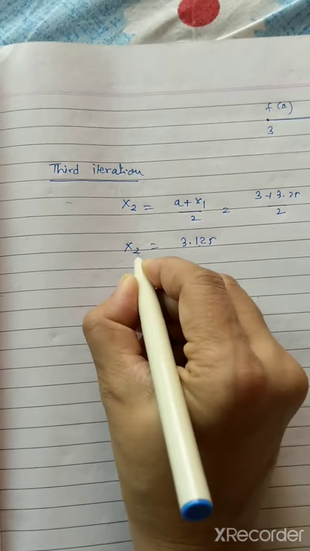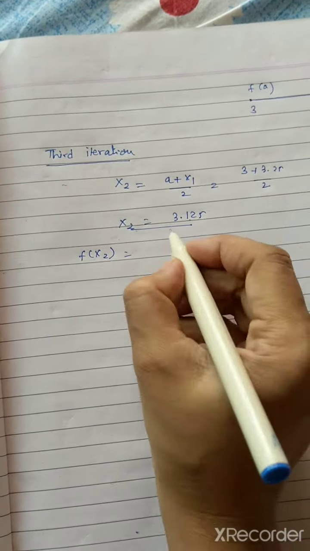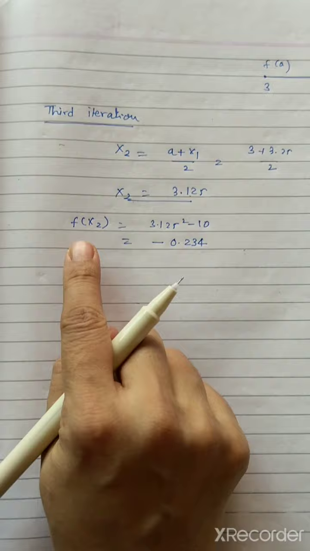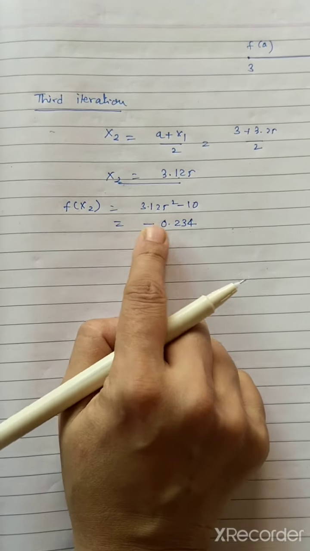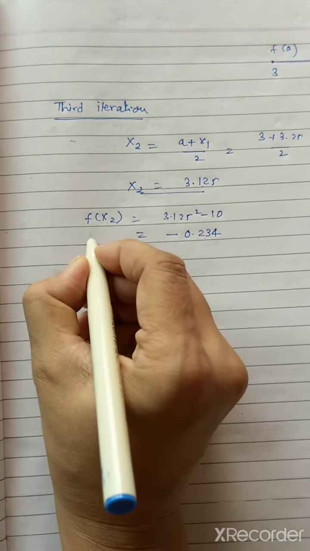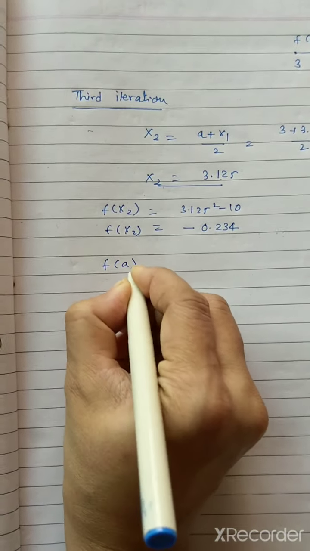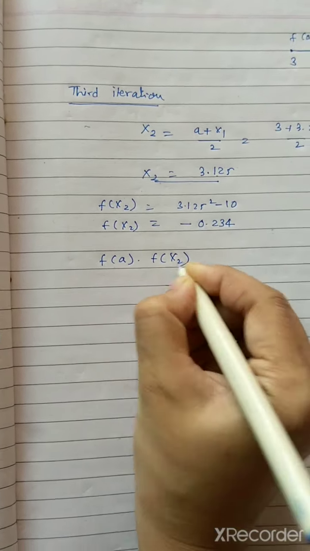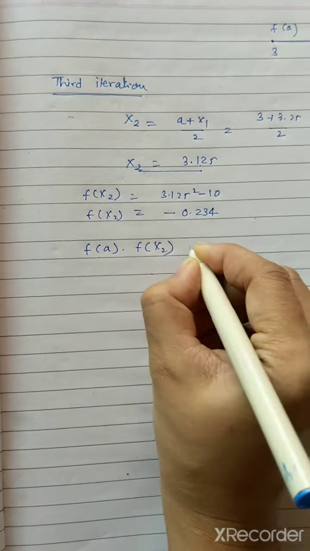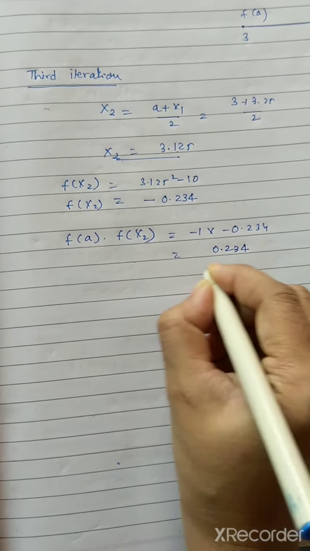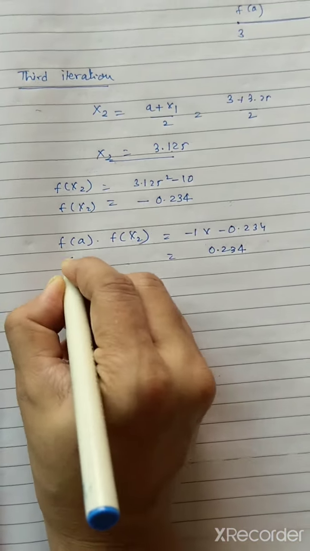Now what will we do? We will find f of x2. What was f of x? x squared minus 10. So 3.125 squared minus 10. For x2 we are now getting negative, minus 0.234. Okay, f of x2. Now we'll check the condition. f of a into f of x2 is equal to -1 into minus 0.234. But this will be 0.234, positive, which is greater than 0.